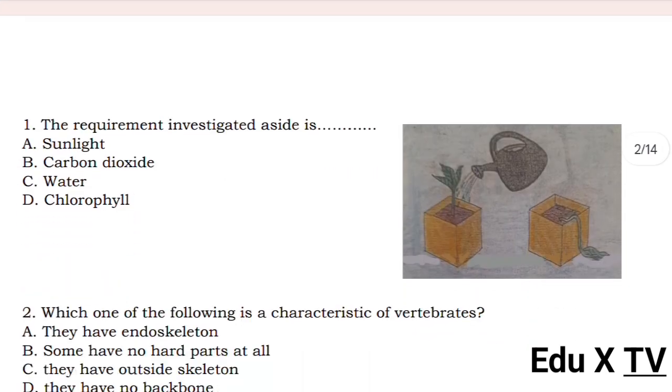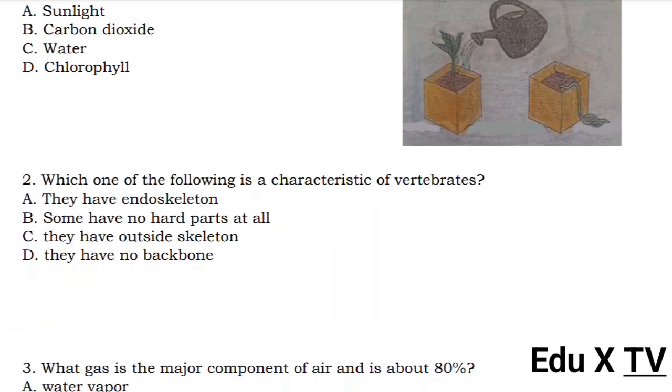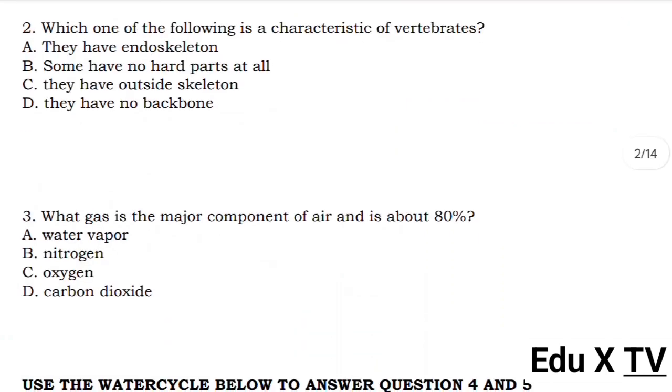Number 1, the requirement investigated aside is answer C. Number 2, which one of the following is a characteristic of vertebrates? Answer A. Number 3, what gas is the major component of air and it is about 80%? Answer B.